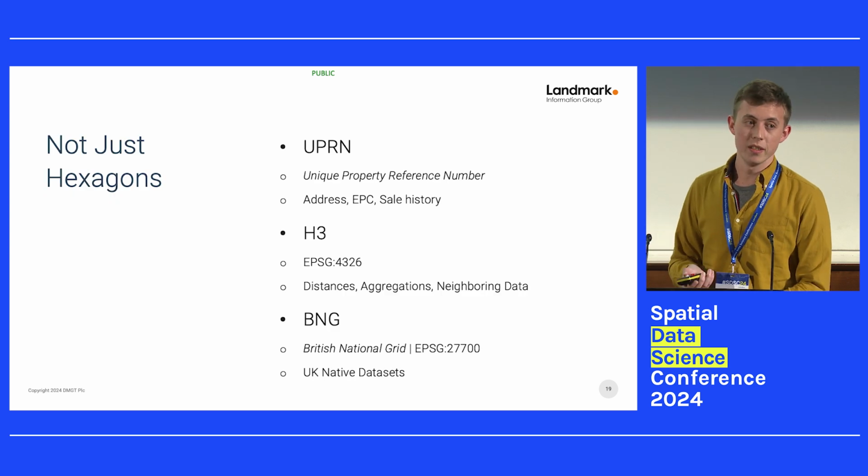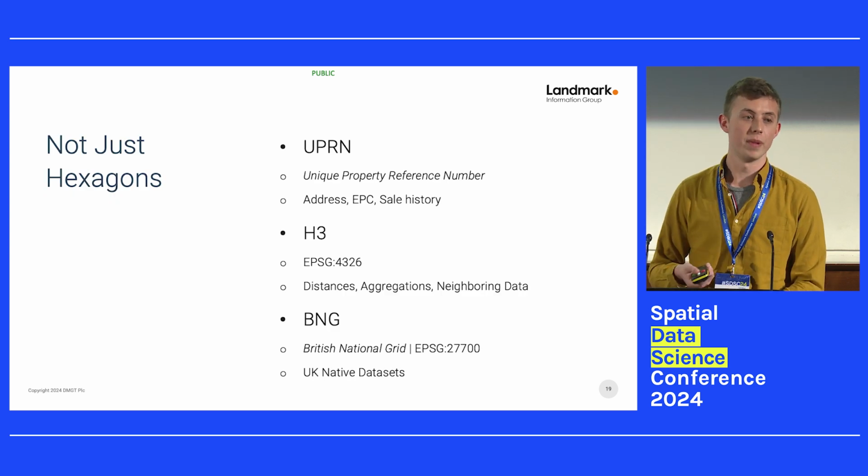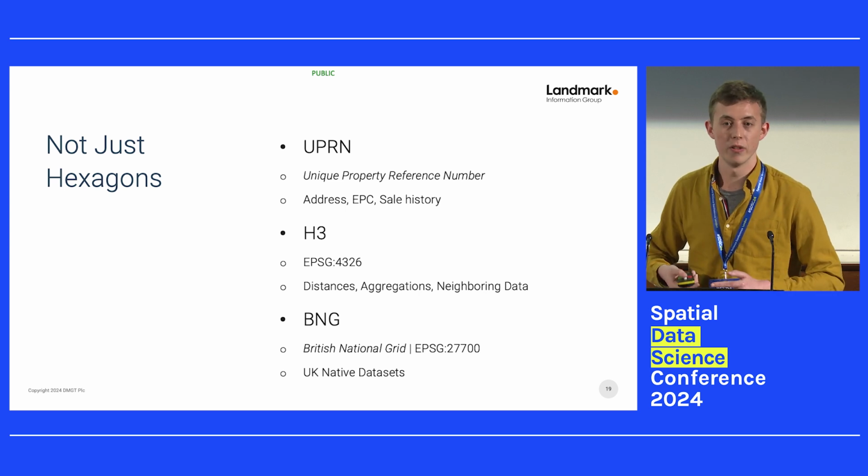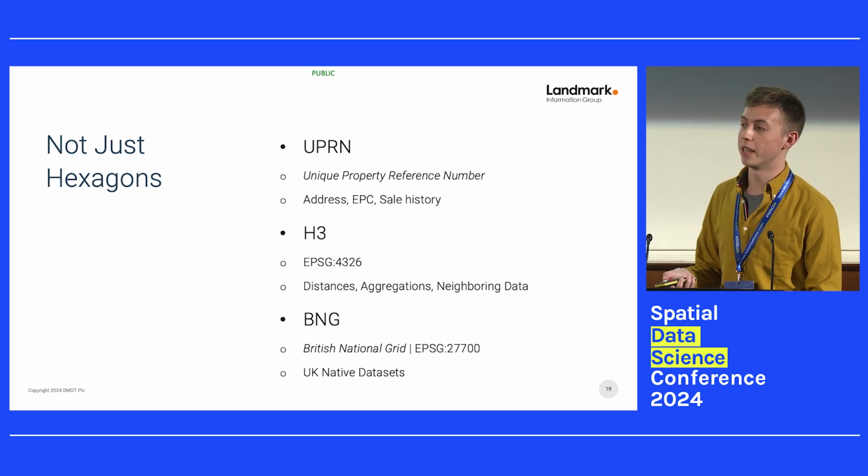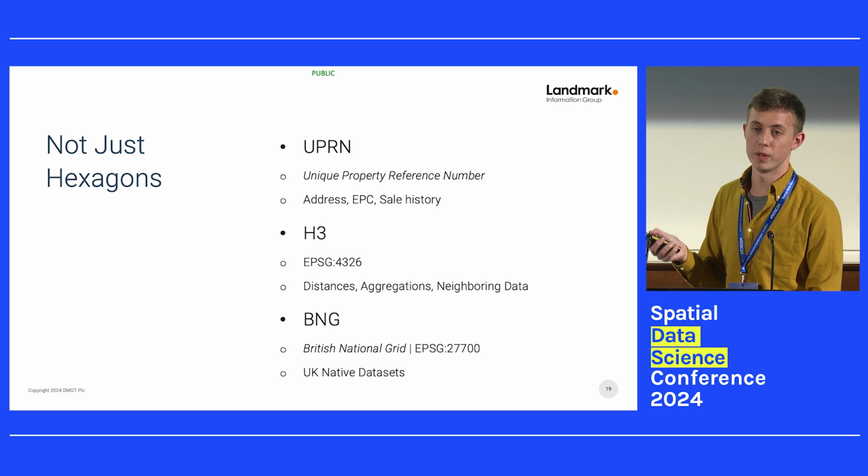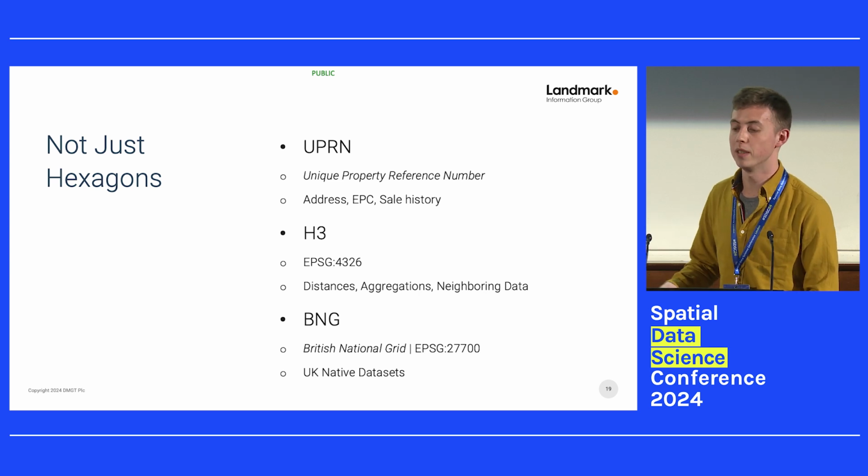But it's not just hexagons. As I said earlier, we do deal with a lot of property data, and some of that can't be done in anything other than at the property level. So we have also been indexing using UPRNs, or unique property reference numbers, basically an ID for houses.